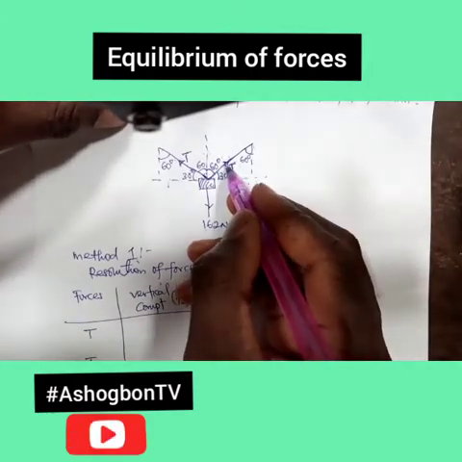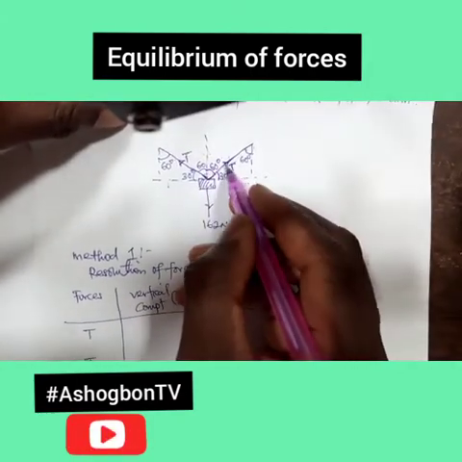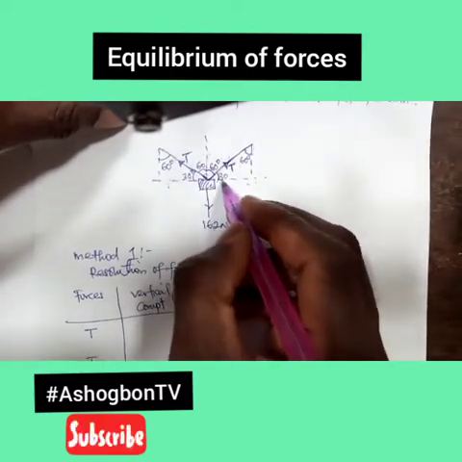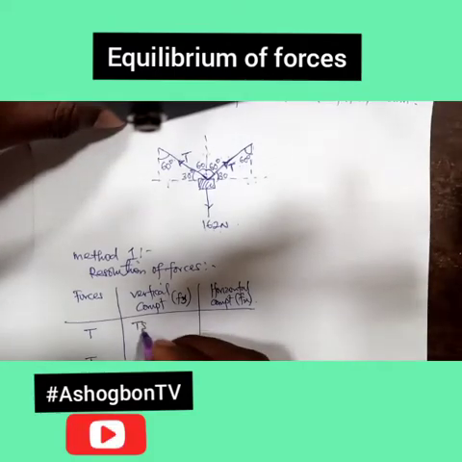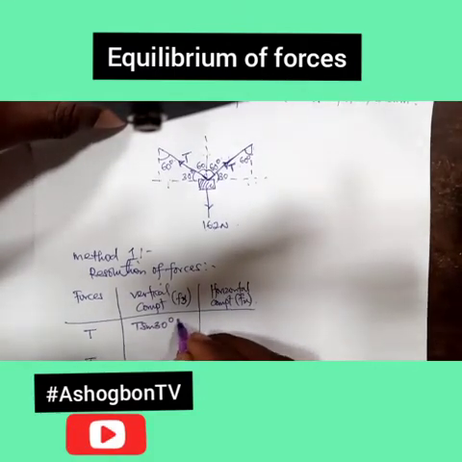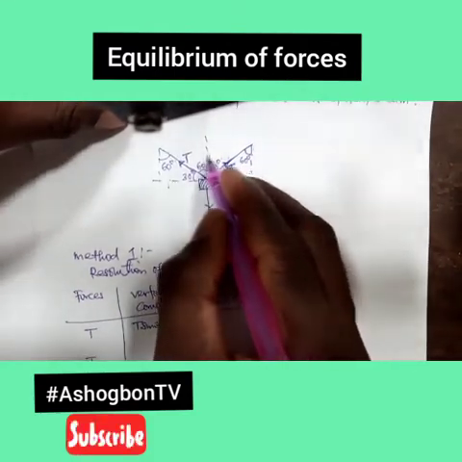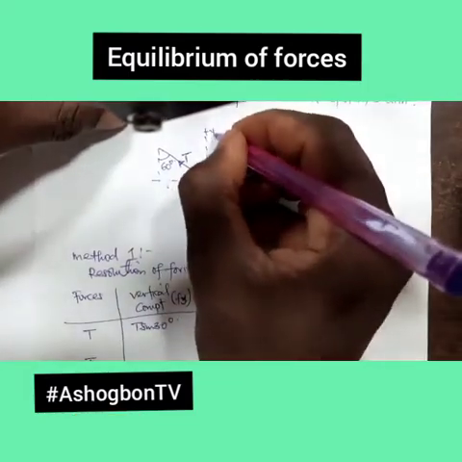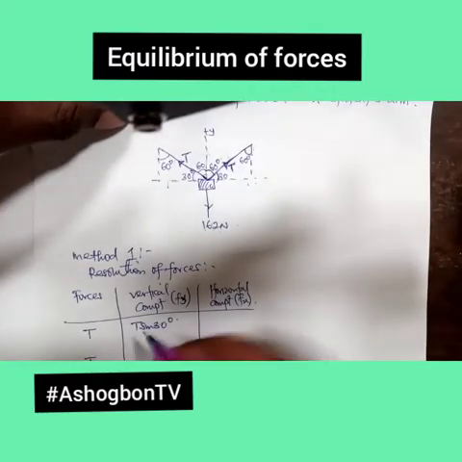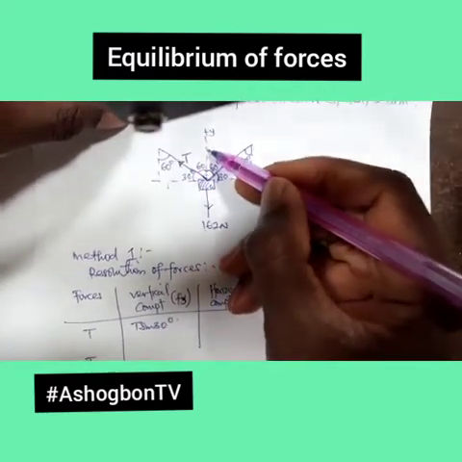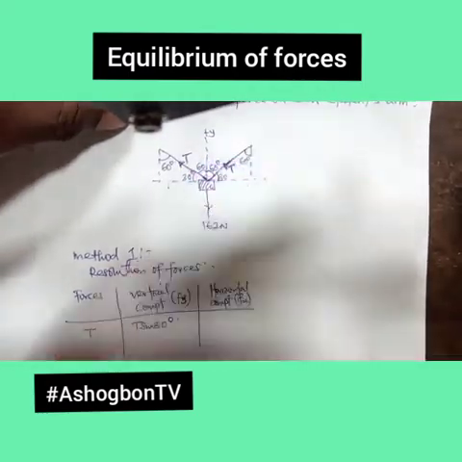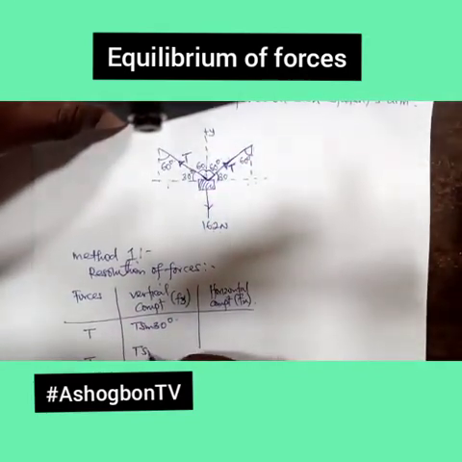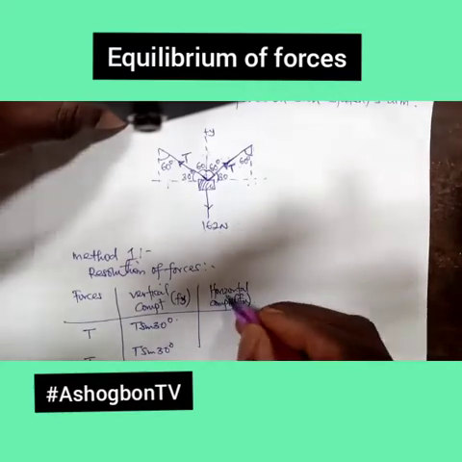So if I'm resolving this force vertically, what will be my answer? It is going to be T sine, the angle it is making with the horizontal, which is 30. So here you have T sine 30 degrees. And for the fact that it is vertical and along the positive y-axis, it's going to be plus. Now let's check for this other one. It's also going to be plus, and it's going to be T sine 30 degrees. Now what about the horizontal?